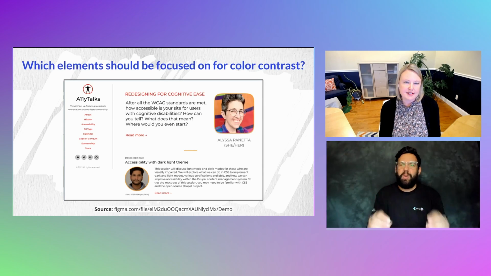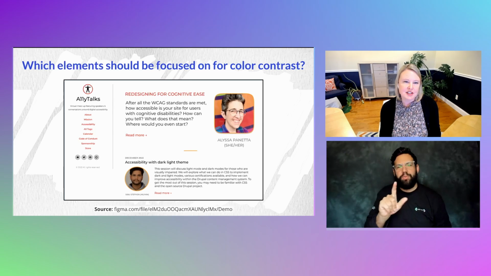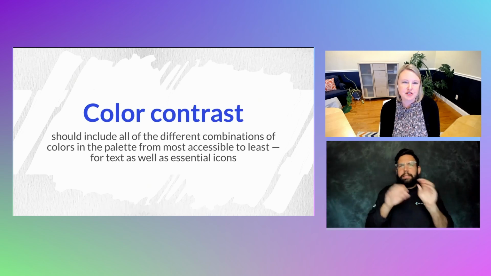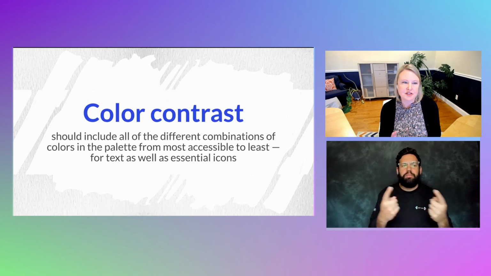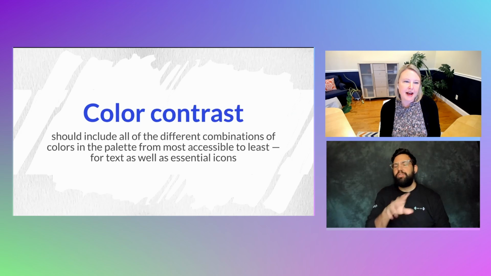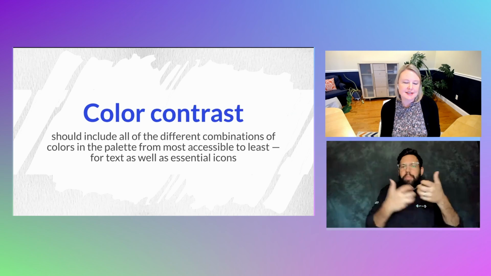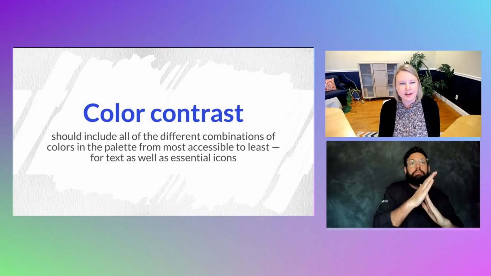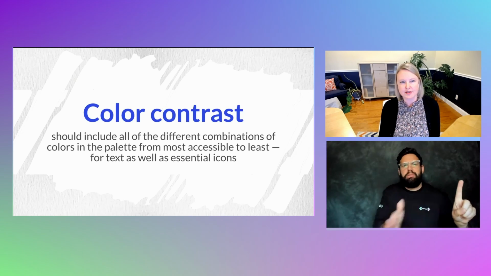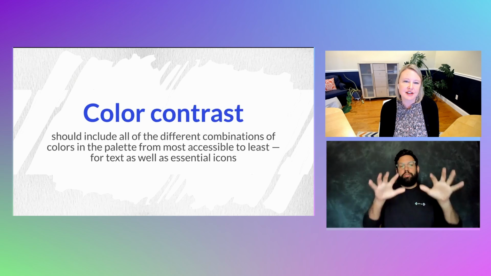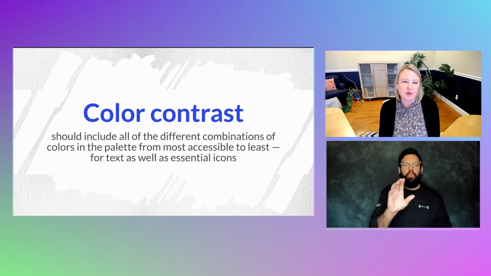So that being said, which elements should we be annotating when it comes to color contrast? Long and short is all of them. Seriously though, color contrast should include all the different combinations of colors in the palette, from most accessible to least, for text as well as essential icons. The success criteria that color contrast mostly falls under are 1.4.3 contrast minimum, 1.4.11 non-text contrast as well.